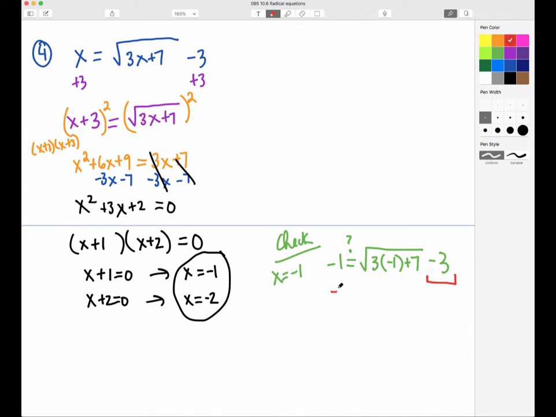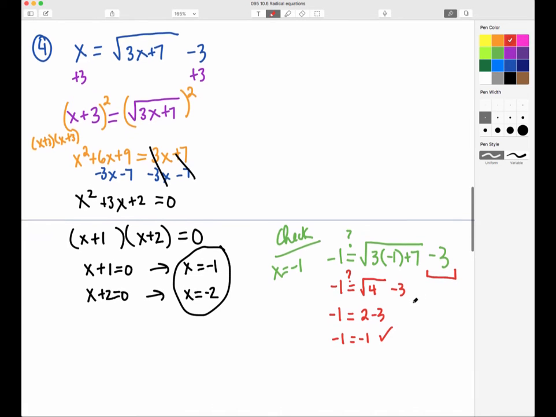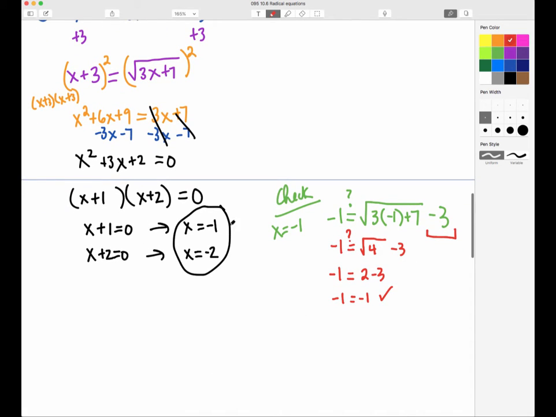So let's try it. Negative 1, does this equal the square root of, let's see, 3 times negative 1, that's negative 3, plus 7, so that's 4, minus 3? Is negative 1 equal to 2 minus 3? Negative 1 equal to negative 1. Yes, that does work. So it looks like x equals negative 1 is indeed a solution. Now let's check x equals negative 2.